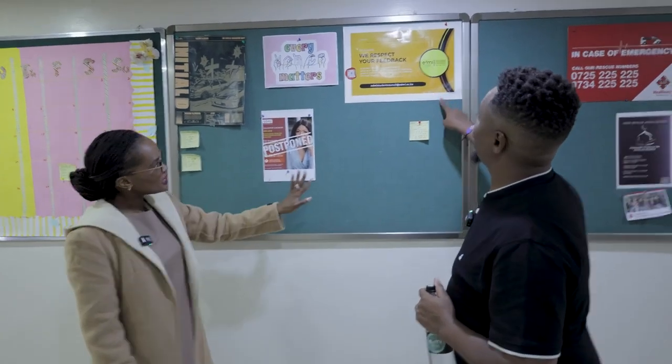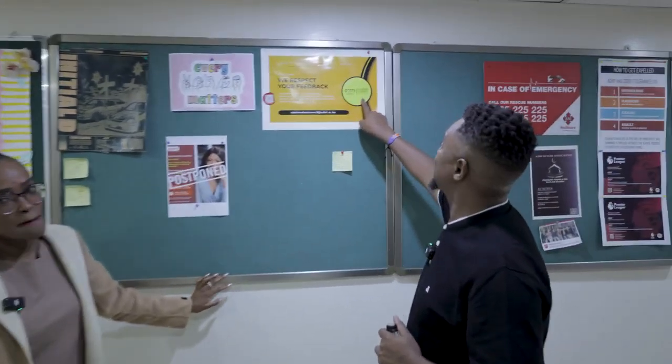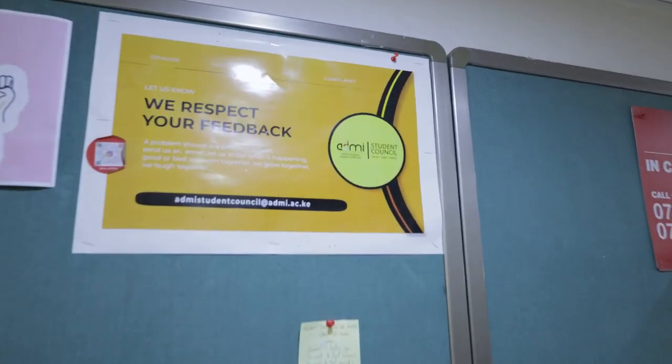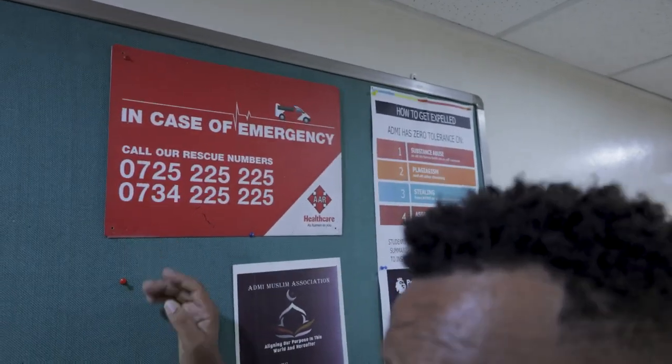Normally here we have everything. I like that even the students' council has an email, in case of emergency. So actually let me ask about this. What happens if an emergency happened? This is an insurance.